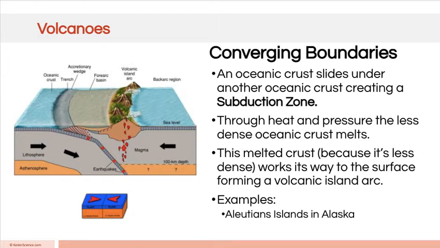An oceanic crust slides under another oceanic crust in this type of converging boundary, and it can also create a subduction zone. Heat and pressure will cause the oceanic crust to melt, and the melted crust will work its way to the surface and again form another volcanic island. Examples would be the Aleutian Islands in Alaska.